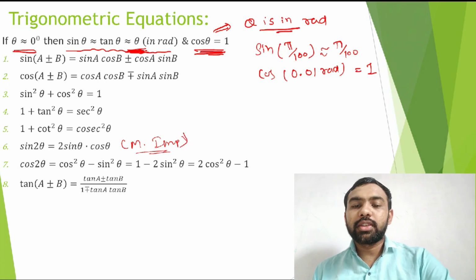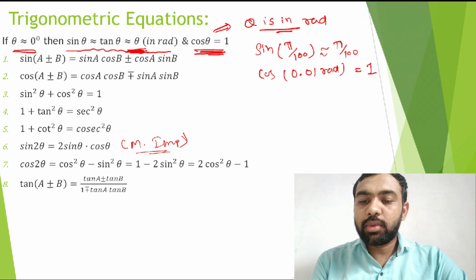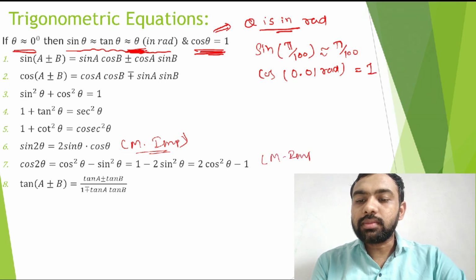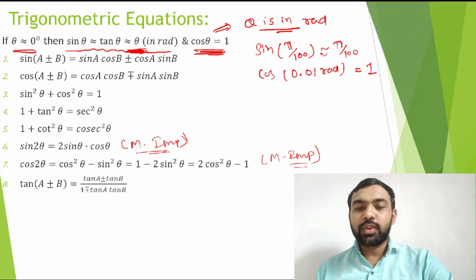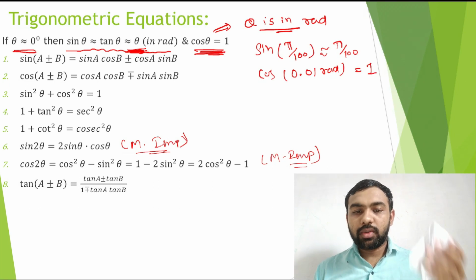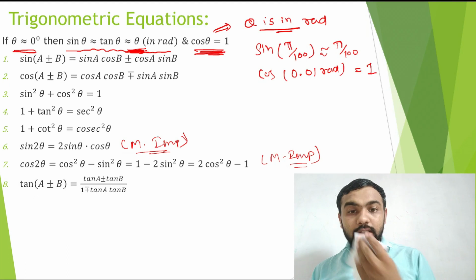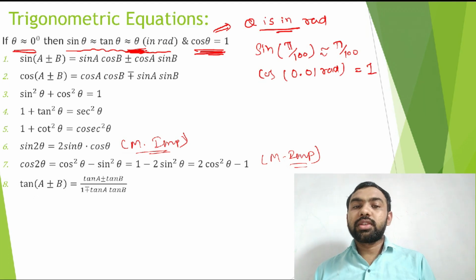Okay. And cos 2 theta has 3 equations. That is the second most important equation out of the whole list. Cos 2 theta is equal to cos square theta minus sin square theta, 1 minus 2 sin square theta, and 2 cos square theta minus 1, and tan(A plus or minus B) is equal to this. Okay. Now how to use this relation?